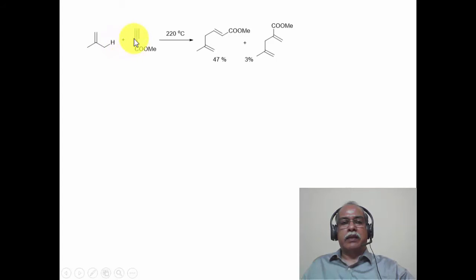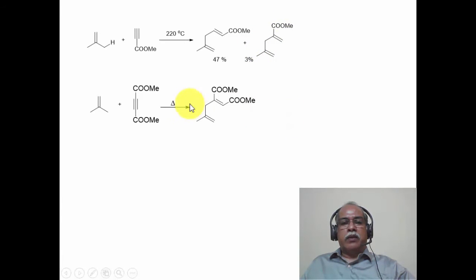This hydrogen can be either transferred to the alpha position, which will give the major product, which is this particular product. The hydrogen can also be transferred onto the beta position, in which case this is the product that is being formed, which is formed in about 3% yield or so.